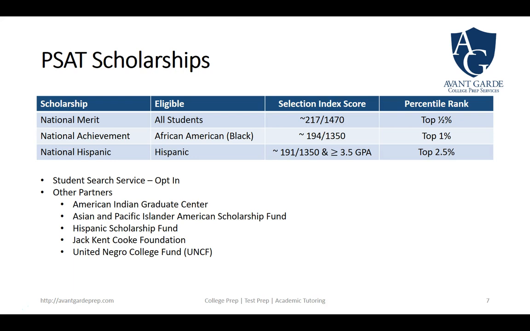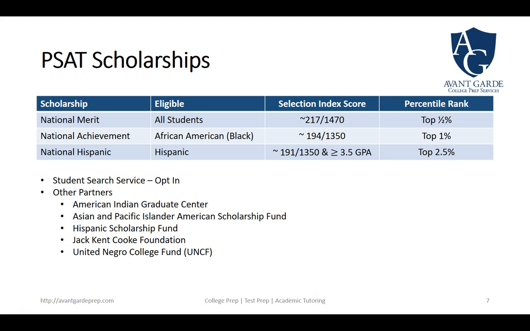National Achievement is for individuals who identify as either African American or Black and are in the top 1% in their state. National Hispanic is for those who identify as Hispanic and have not just a test score index, but also a GPA index, and they're categorized by regions in the U.S. We're in the Southwest region, and it's the top 2.5%.